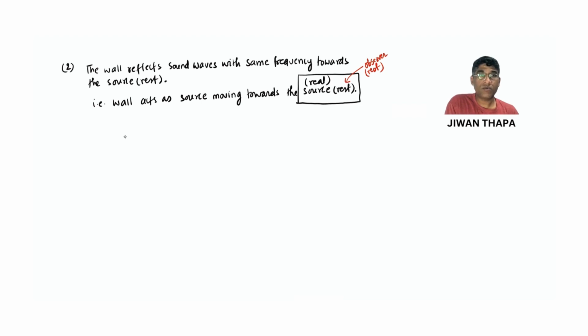So what do we find now? We have the source, this is the real source, keep in mind. Now this acts as an observer at rest. And we have a wall. Clear? We have a wall and it acts as a source. So we have this, and it emits sound.